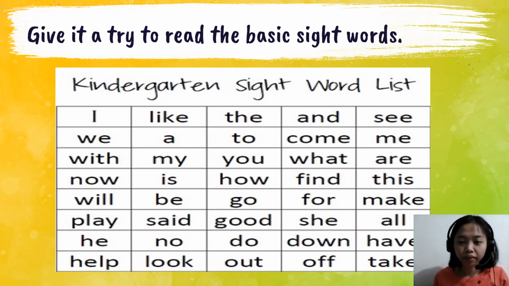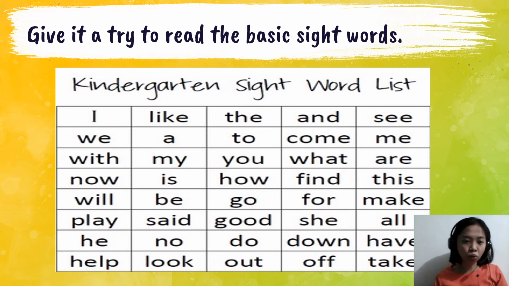Next. F, I, N, and D. But there's no word just like that. We pronounce it as find. Say find. Next. T, H, E, S, E. We say it as these. Say these. That's how we pronounce it.